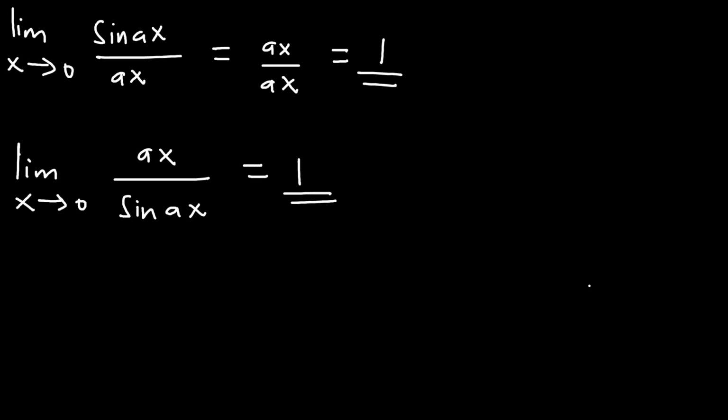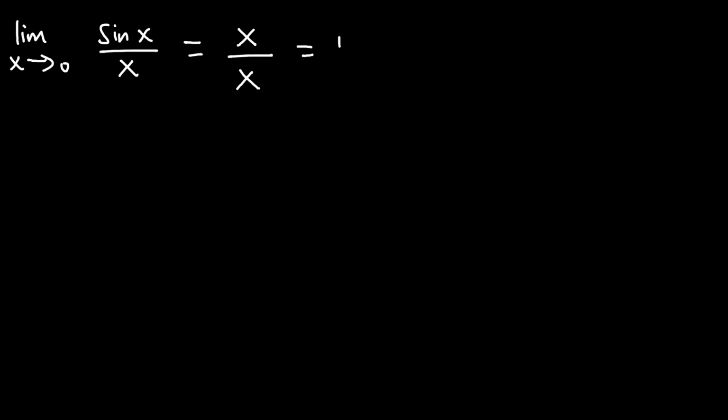Now let's see how we can use this to solve some examples. Let's say we have the limit as x approaches 0 of sine x divided by x. Now in this case, we have a 1 here and also a 1 there. Therefore, this will be equal to x divided by x, which is equal to 1. So as long as x is approaching 0 and this is the same as this, then the answer will be equal to 1. Now if you want to prove this, there is a way you can do it.